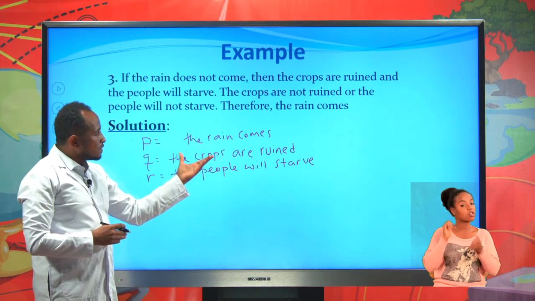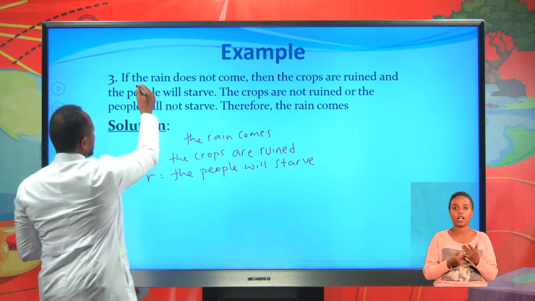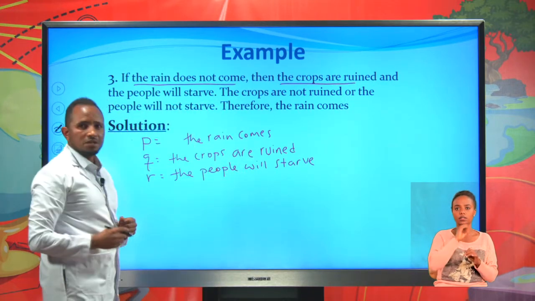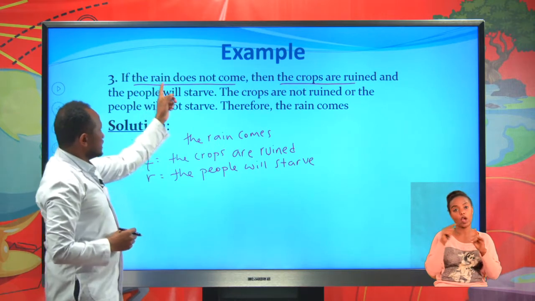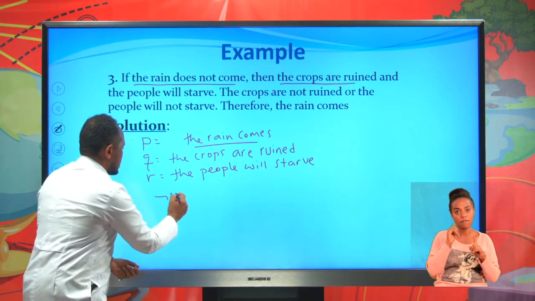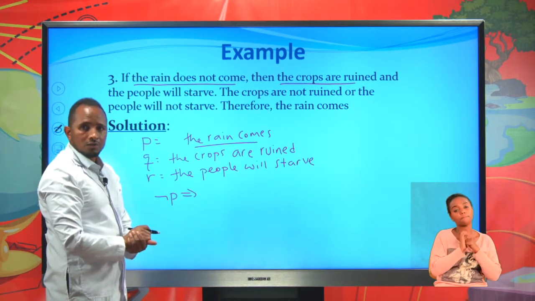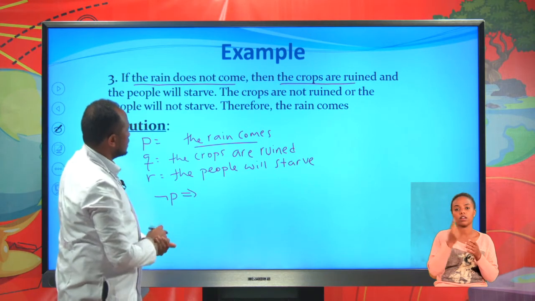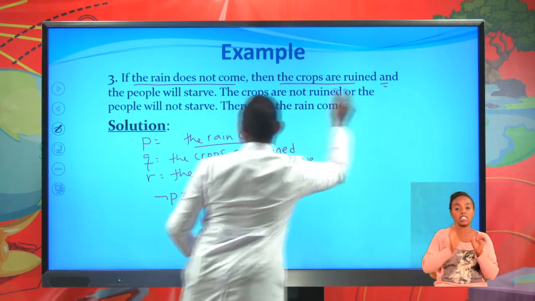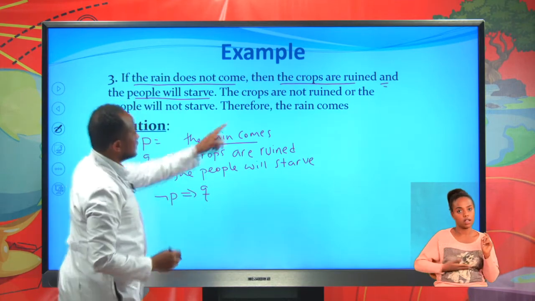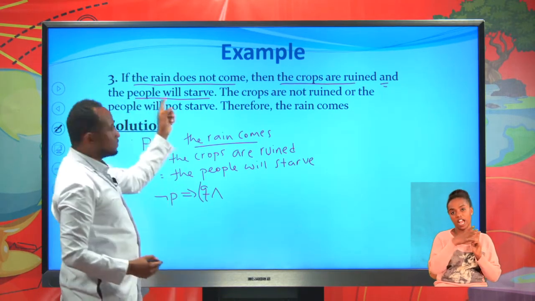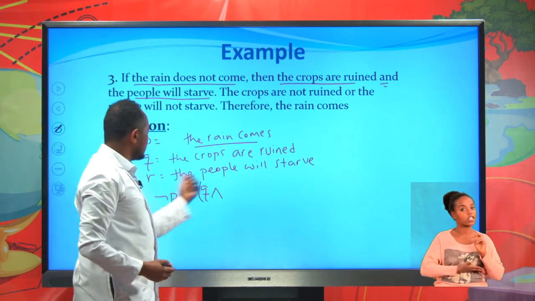So let's convert this into an argument form. Here the first says, if the rain does not come, the crops are ruined. It is an if-then statement, P implies Q form. The rain comes is P, does not come is negation of P. If the rain does not come, then the crops are ruined. The crops are ruined is Q. Negation of P implies Q. The crops are ruined and the people will starve. The crops are ruined is Q, and the people will starve is R, Q and R.